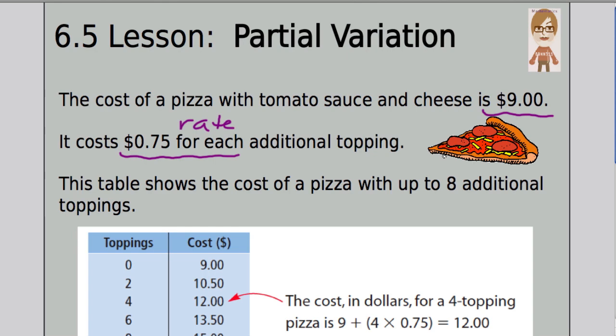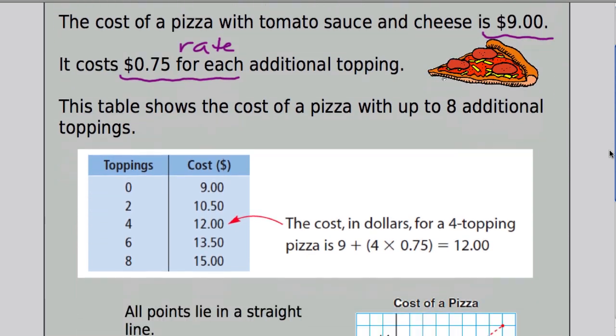So the table shows the cost of a pizza with up to 8 additional toppings. So here we are, trying to get a pizza. If you just get a plain pizza with 0 toppings, notice the last time we did this kind of lesson, it was 0, 0. This time it's 0, 9. That's a little bit different. What that means is you don't even have to buy any toppings and the pizza still costs $9. And then it's going up.